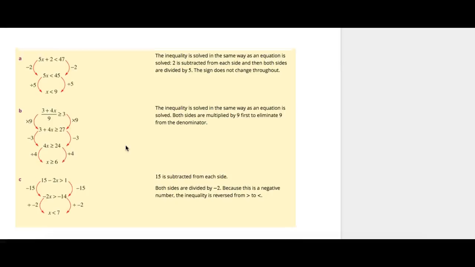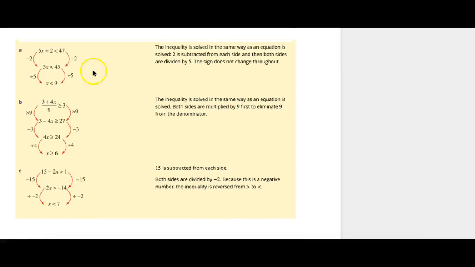All right, so the solution. For A, you solve them just as you would a normal equation. Your inequation stays the same, so it's less than all the way. B hasn't changed direction, but in C, because we divided by a -2 here, it changed from a greater than to a less than.